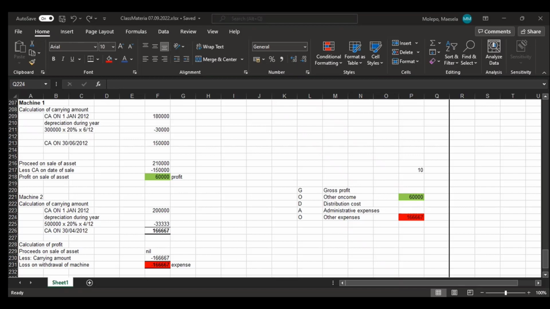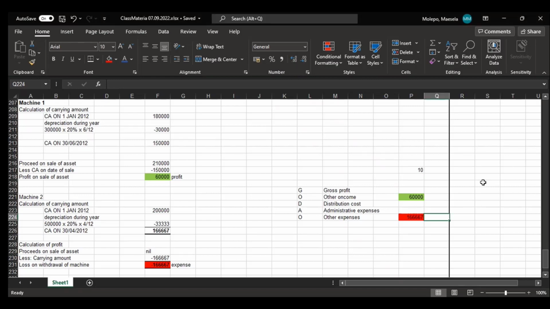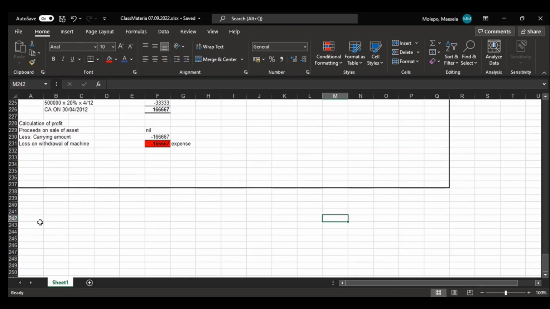So it seems like they want your PPE in the balance sheet plus the notes. So let's do it. It means we are required to present the statement of financial position plus the notes, but with the information given. So we've got example 9.